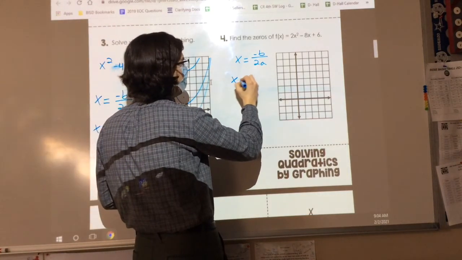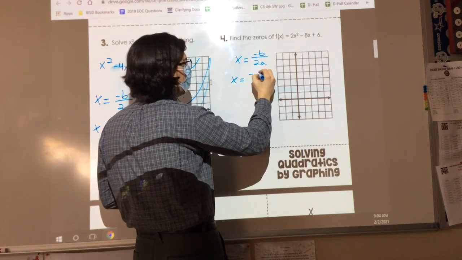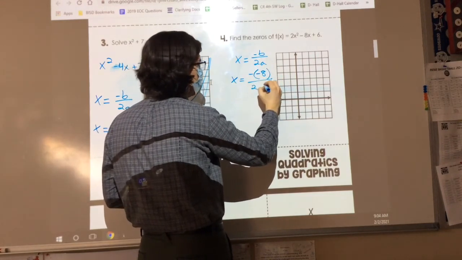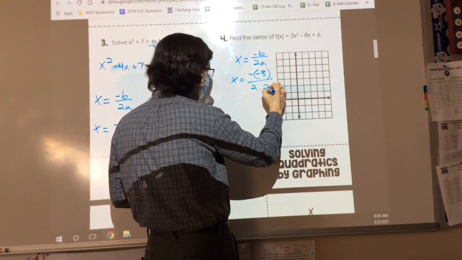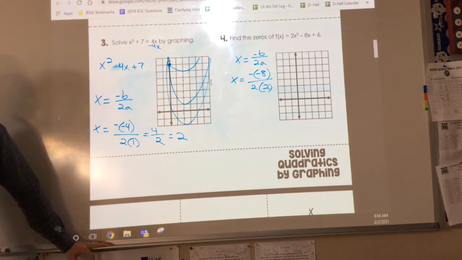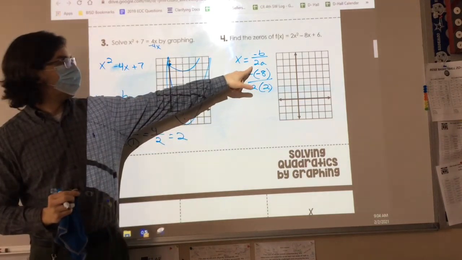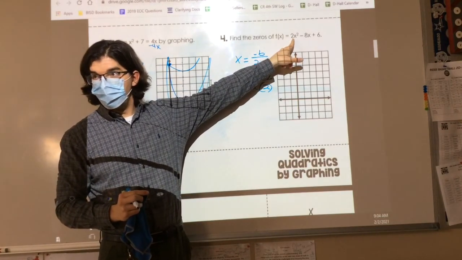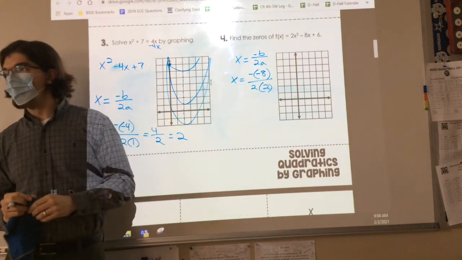So it was x equals negative 8 over 2 times 2. Very good. Does everybody see how Steven did that? Anybody not understand that? Need me to repeat it or go over it again? Katie, how was it 2 times 2? Because you have a 2 in the problem, and then your a value, which is your first term, in front of the x squared is also 2, so that's why it's 2 times 2.